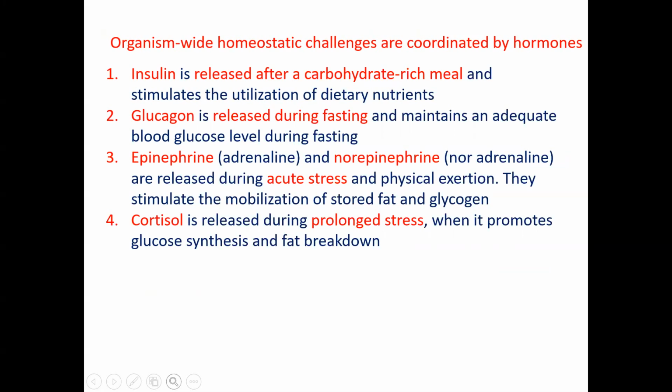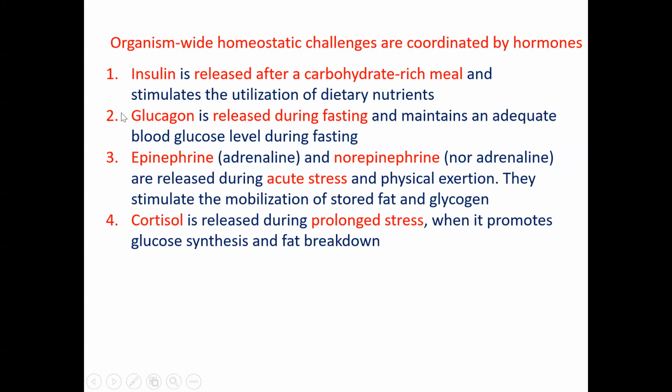So insulin is released in our body after a carbohydrate-rich meal. Whenever we are eating, the pancreas will release insulin, and glucagon is released also by our pancreas when we are fasting. And these 2 hormones have opposing effect. Insulin is trying to bring the blood sugar down, and glucagon is trying to bring the blood sugar up. So these are the 2 hormones secreted by the pancreas, and they control the blood sugar.